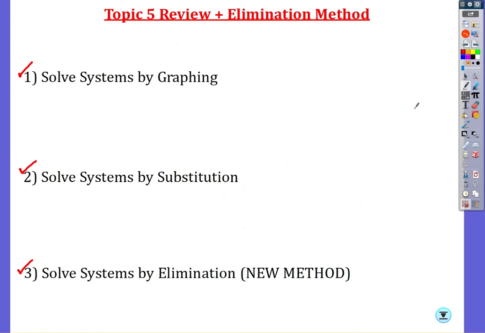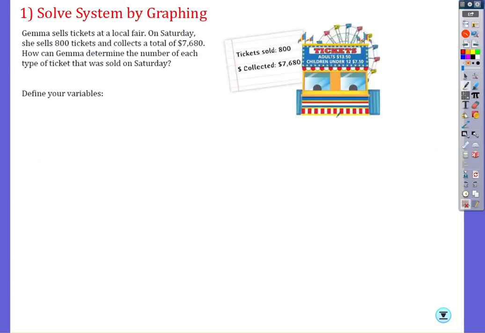So we're going to start off with a problem that we've done before. It's the carnival or local fair problem. In this problem, we've got Gemma. She's selling tickets at this fair, and she's got some bits of information. On Saturday, she sells 800 tickets and collects a total of $7,680. And it looks like we've got the cost of each type of ticket. Adults are a little bit more expensive to get in. Children under 12 are a little bit cheaper. What we're trying to figure out is how many children and how many adults attended this fair on Saturday.